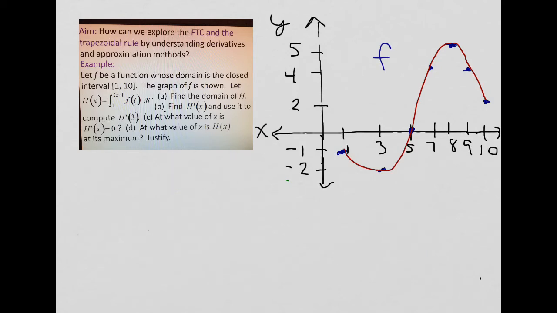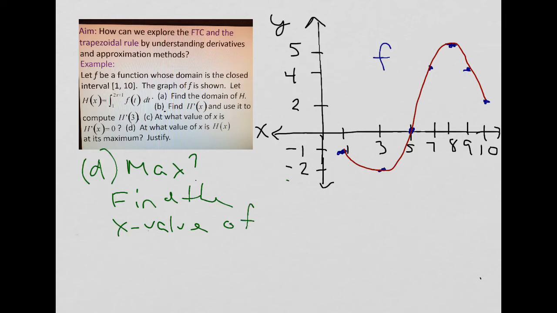Okay, so once again, if you didn't get something from part C, make sure you stop the video, write it down in your notes, and we're up to D. At what value of x is h of x at its maximum? Justify. Okay, so the question is about the maximum. We need to find the x value of the absolute max of h of x. Sometimes our relative maxes are our absolute max, but just to emphasize, we're looking at our absolute max. So now we need the x value for h.